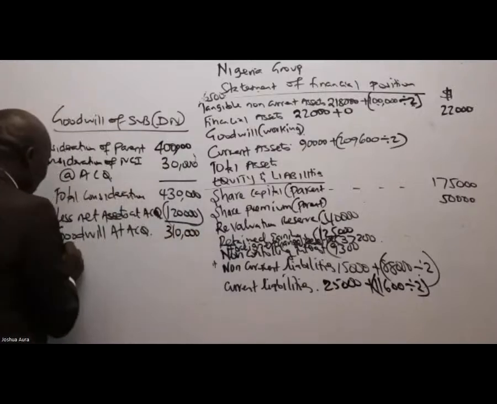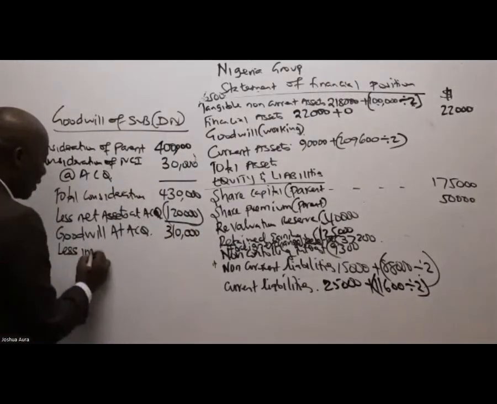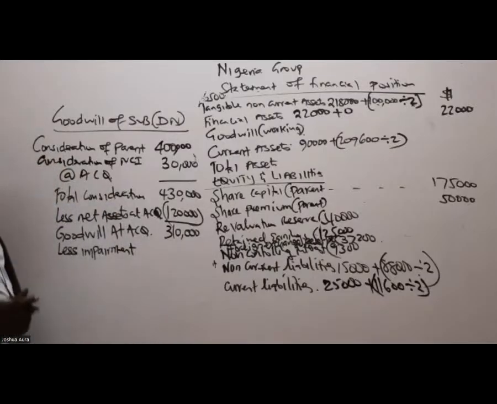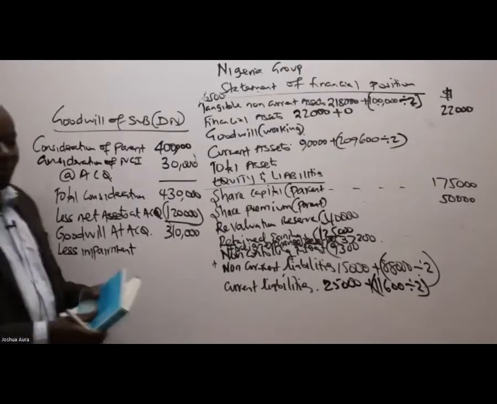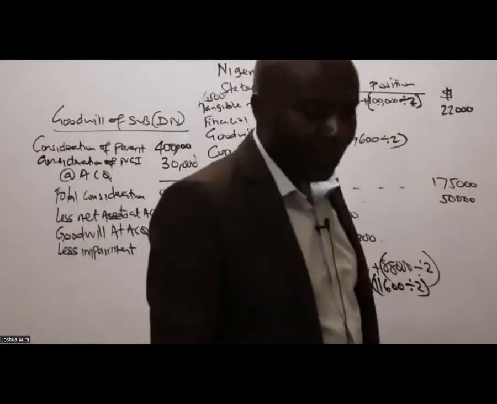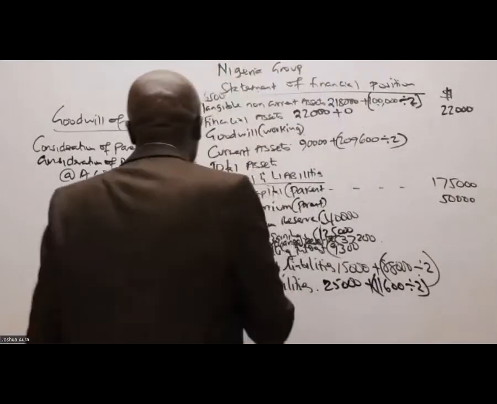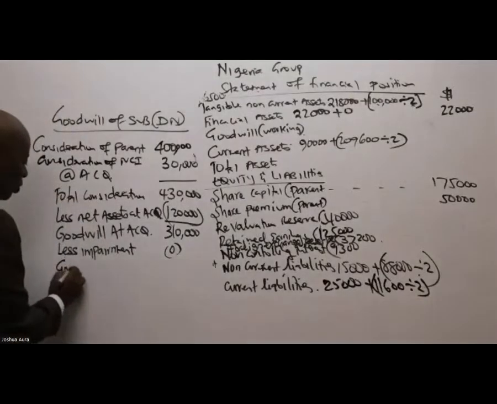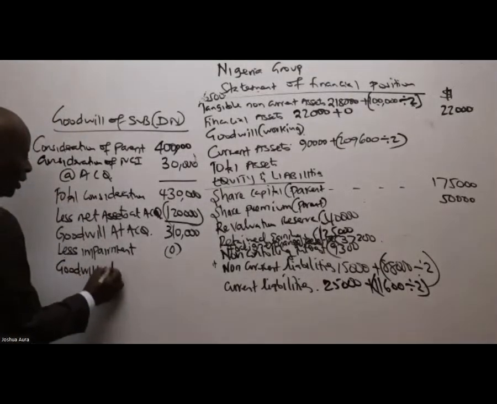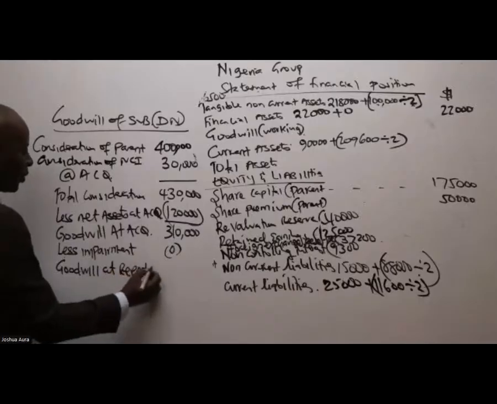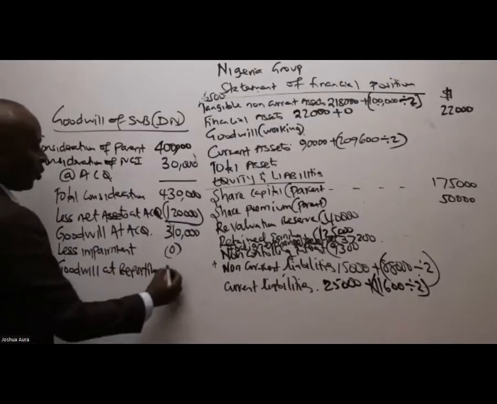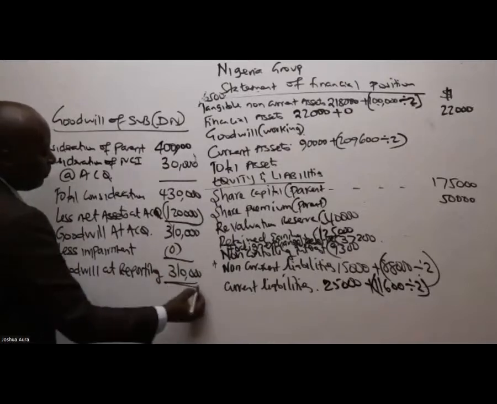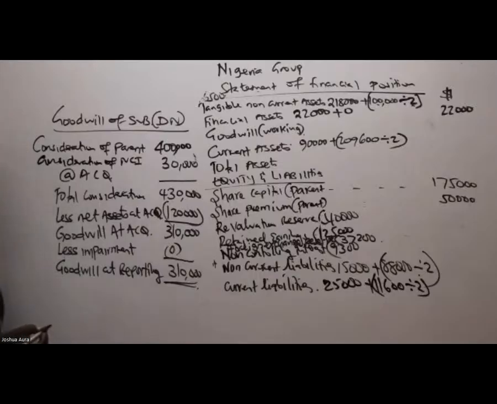So less any impairment. Are you able to see any impairment? Have they given us any policy regarding impairment? No impairment, isn't it? So impairment is 0. And then when you subtract, we'll be able to get what we call goodwill at reporting. So goodwill at reporting basically will be 310,000.